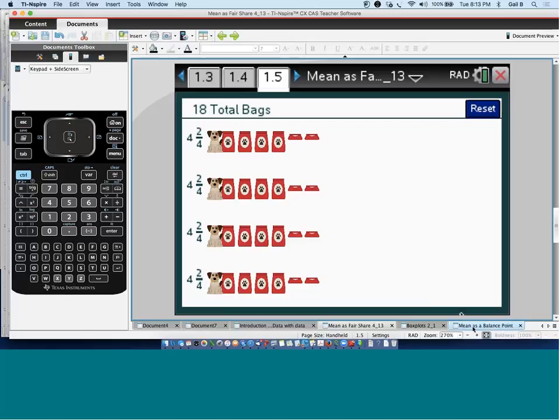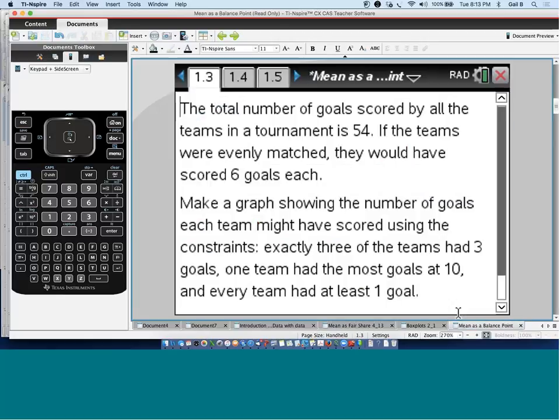Now I want to go to a different way to think, and this comes from thinking about a tournament like a soccer tournament. We don't really care what kind of tournament, if it's an elimination or how it works. We just care that if the teams were evenly matched, they would have scored 6 goals each, and the total number of goals in the tournament was 54. So I want you to think a minute about what a graph or a distribution might look like if exactly 3 of the teams had 3 goals, 1 team had 10, and every team had at least 1 goal, under the constraint that the total number of goals still has to be 54.